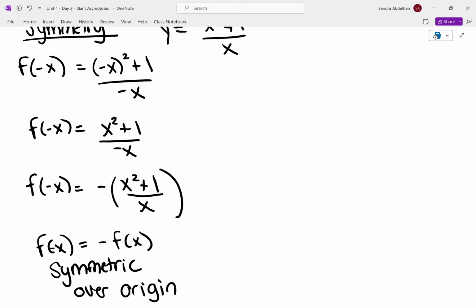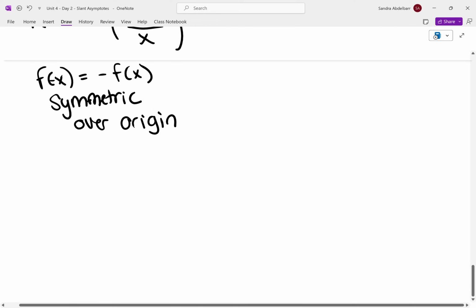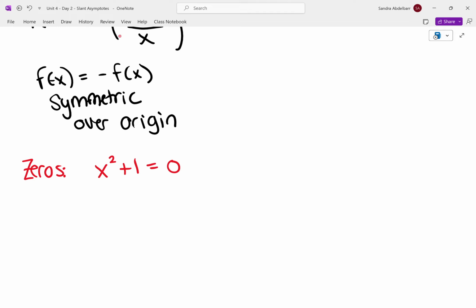Okay, was there anything else I needed? No, let's start sketching. Oh wait, did we do zeros yet? No, we did not do zeros. All right, let's do zeros.